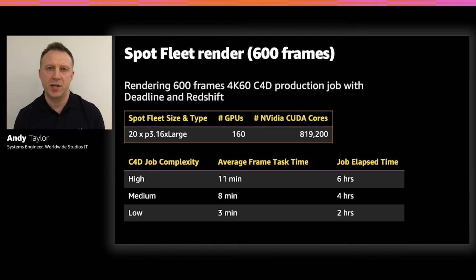So on to some 600 frame renders. When we took the P3 16xlarge to work on some of our most demanding production workloads, we had some great results. Through Deadline, we provisioned a Spot fleet of 20 P3 16xlarge instances. That amounts to 160 V100 GPUs, and as you can see, just over 819,000 CUDA cores. And as the job complexity increased, we predictably saw an increase in render time.